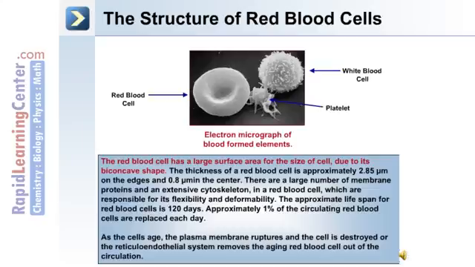The approximate lifespan for a red blood cell is 120 days. Approximately 1% of circulating red blood cells are replaced each day. At the cell's age, the plasma membrane ruptures and the cell is destroyed, or the reticuloendothelial system removes aging red blood cells out of the circulation.